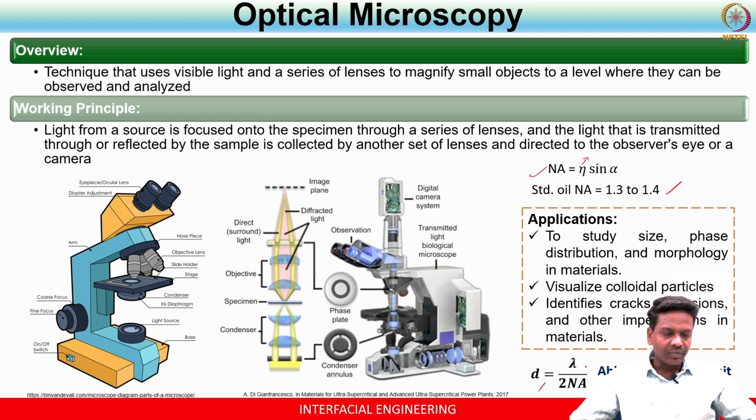For example, if I substitute lambda as 500 nanometer, because light microscopy works in the visible region, visible light, so lambda can be 500 nanometer. Then NA, if I put 1.4 here, I will get about 178.6. So one will be able to resolve a specimen kept at a distance of 178.6 nanometer. That is the resolving power of light microscopy. The limitation is coming from the wavelength of the light itself.